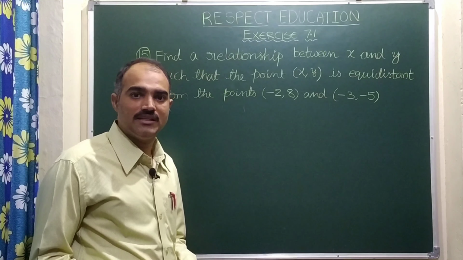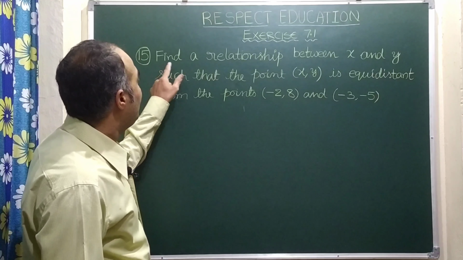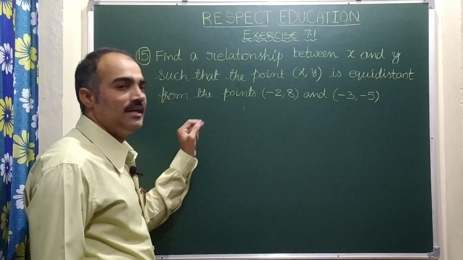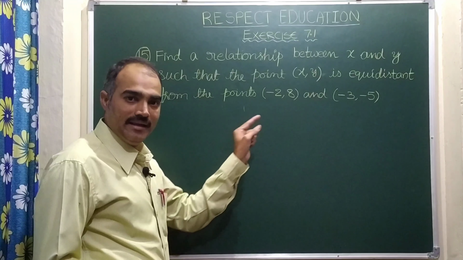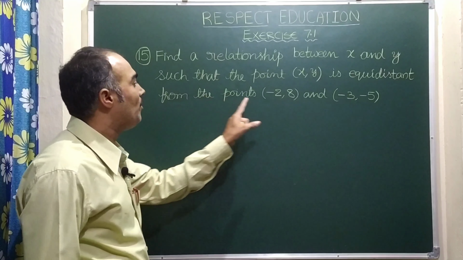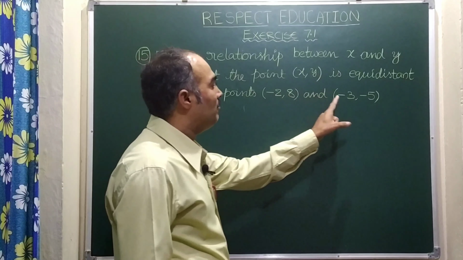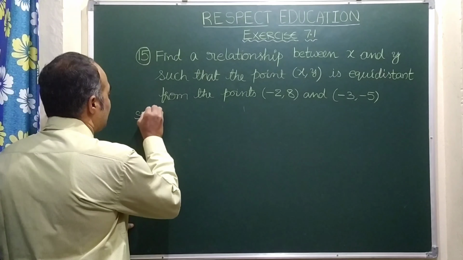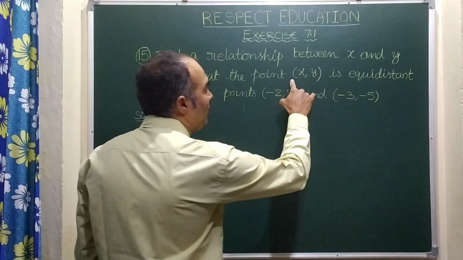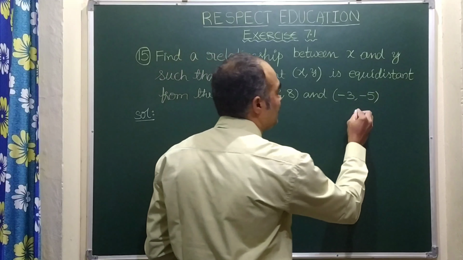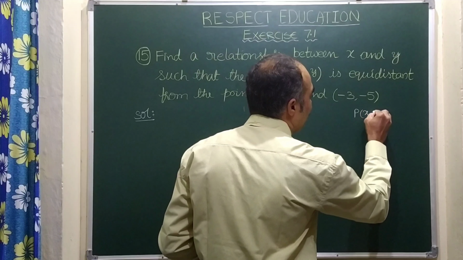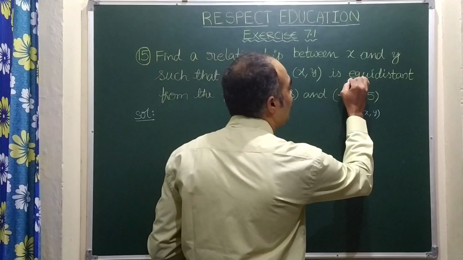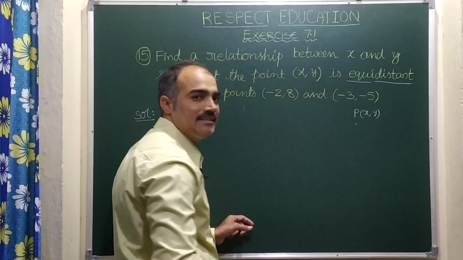Now let us see the next question, question number 15. Find a relationship between x and y such that the point (x, y) is equidistant from the points (-2, 8) and (-3, -5). So here let us understand the given question. The point (x, y), let us take it as some point P(x, y). This point is equidistant. Equi means equal, distant means distances.